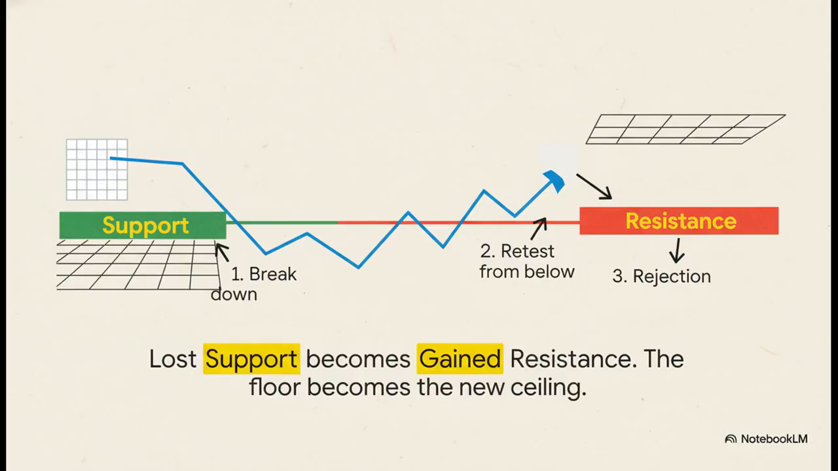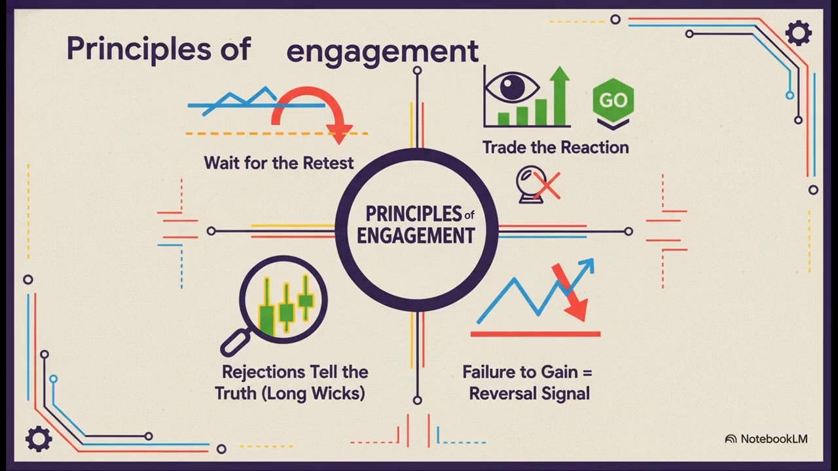Now, here's where it gets really interesting. These levels, they're not static. When a key support level breaks, it doesn't just vanish. It actually flips its role and becomes the new resistance. See that? The floor literally becomes the new ceiling. Understanding this dynamic is absolutely crucial. And these are your rules of engagement.